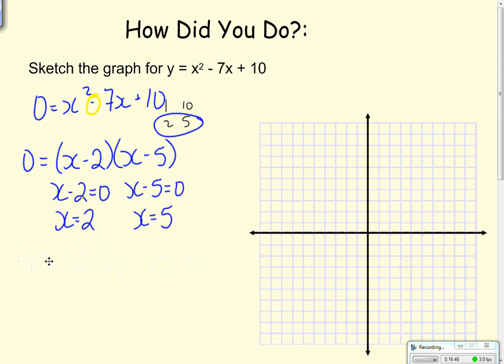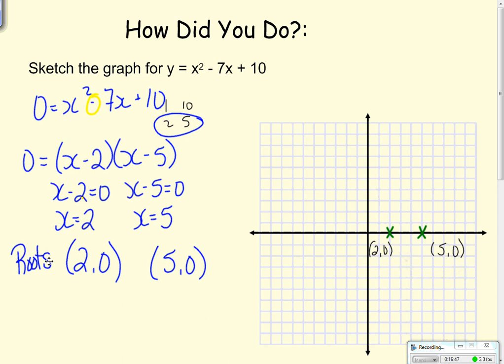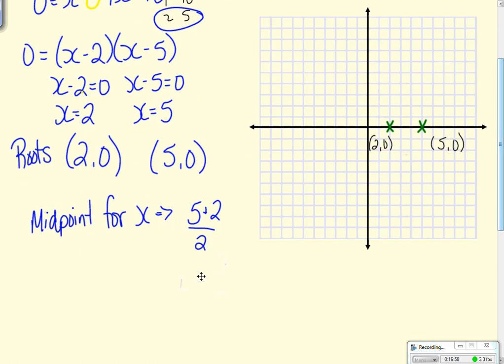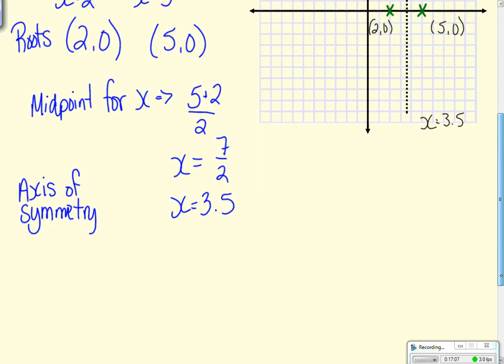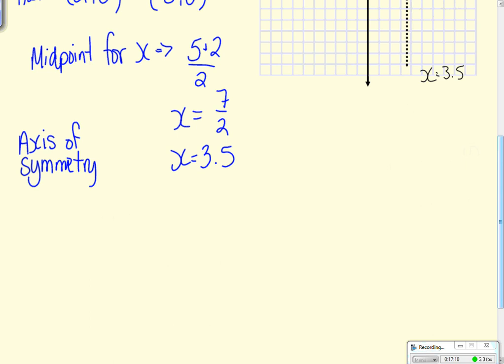That means that the roots are going to be 2, 0 and 5, 0. And you can see I've got them on the graph there. The midpoint for x is going to be 5 plus 2 divided by 2. That's going to give us 7 over 2. So the axis of symmetry will be x equals 3.5, which I've put on the graph for us and I've labeled it. Now, in order to find our turning point, we're going to put 3.5 back into our equation.